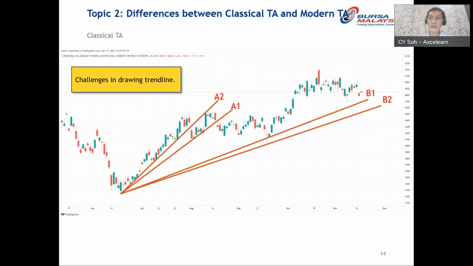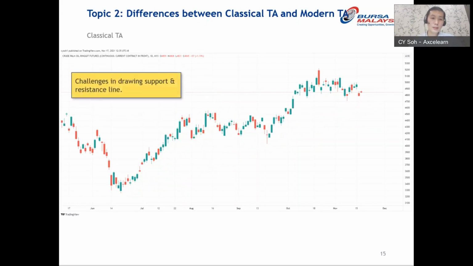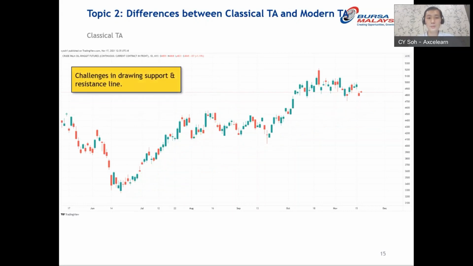So most of you would draw the B1 line, right? Because it hasn't happened yet. But after it happened, maybe you will want to switch your line to B2. So this is why we can see that drawing a trend line itself has challenges. This is one of the challenges in classical technical analysis. And let's go through another quick challenge in terms of drawing support as well as resistance lines.